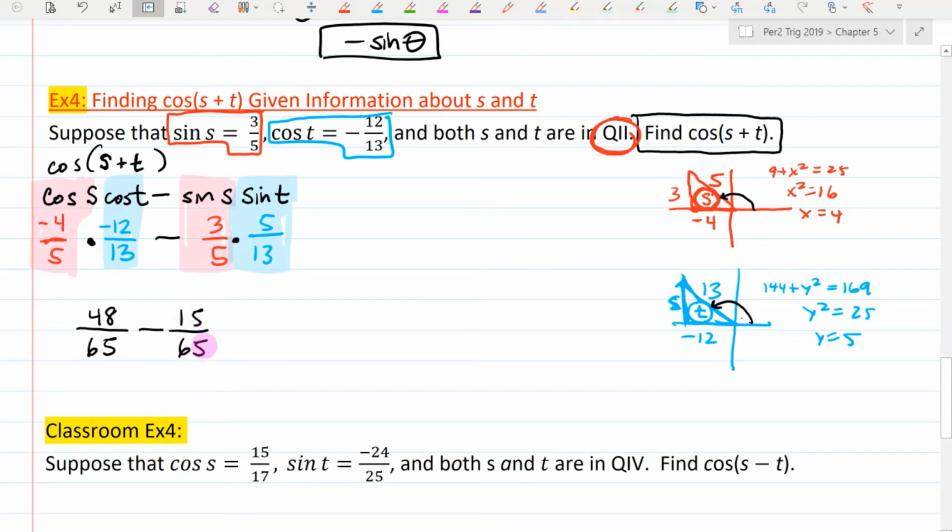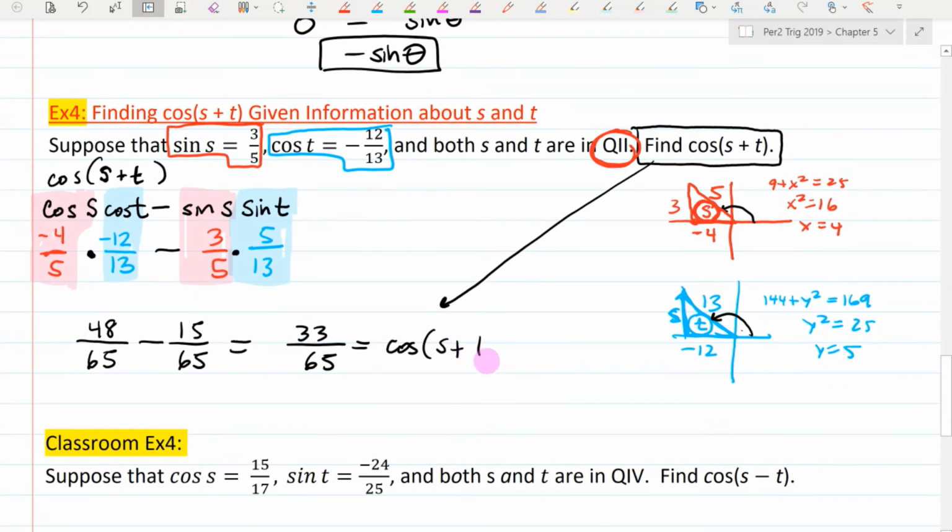So even though I can reduce 15 over 65, and your calculator might do that for you if you try to use your calculator right away, because you can cancel those 5s, I don't want you to do that, because if you cancel out the 5s, then these are no longer 65 each. And you want them to be 65 each. So that gives me 33 over 65, which is the question that we were answering from the beginning, S plus T.